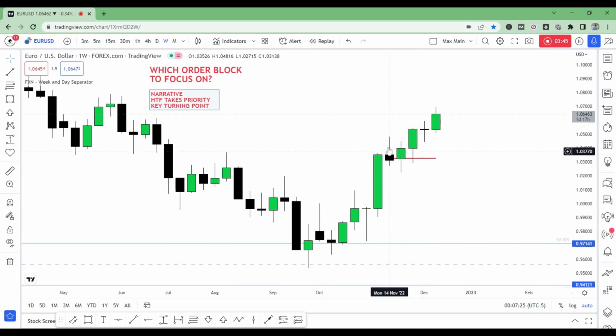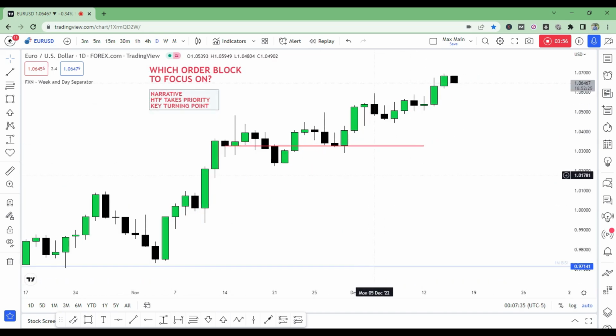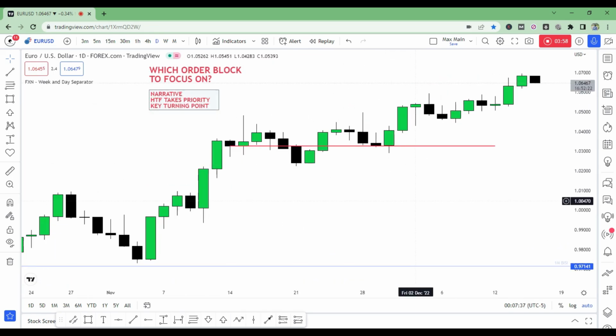So we also had a weekly order block confirmed here. But we'll be checking out this daily order block. So let's go down to the daily and check out the order block I'm referring to. So this is the order block I'm referring to.